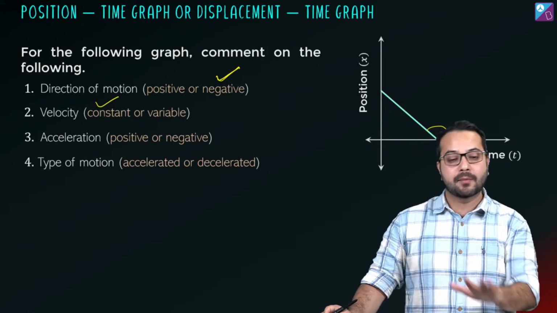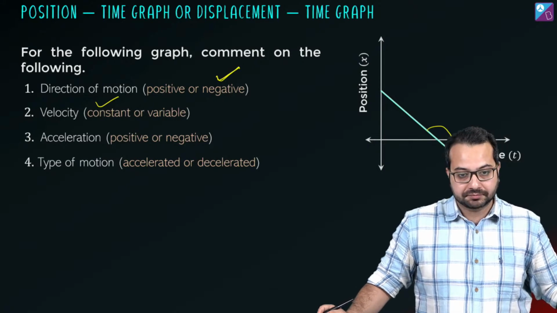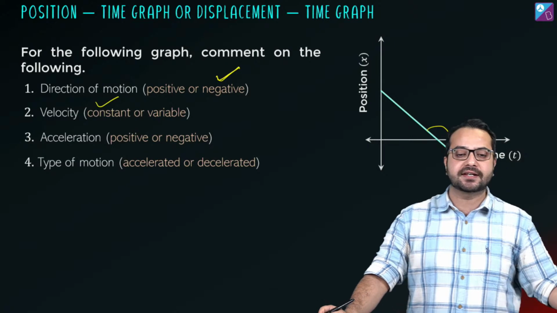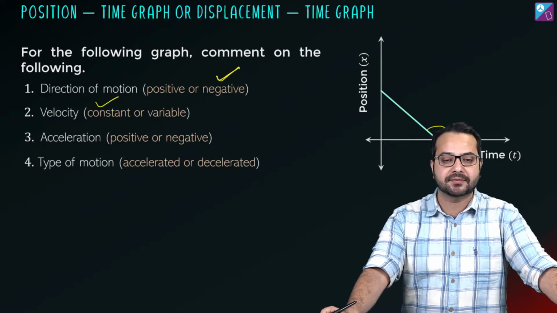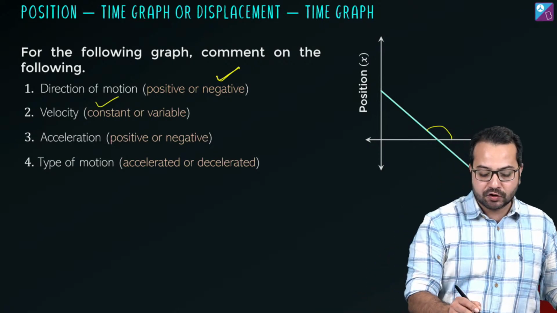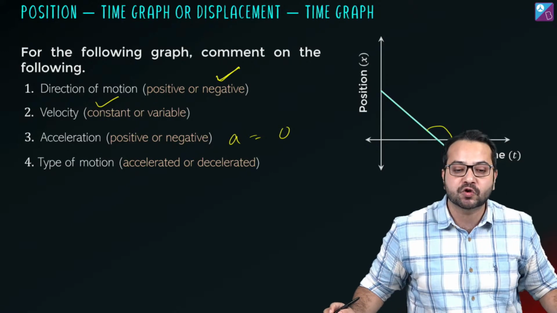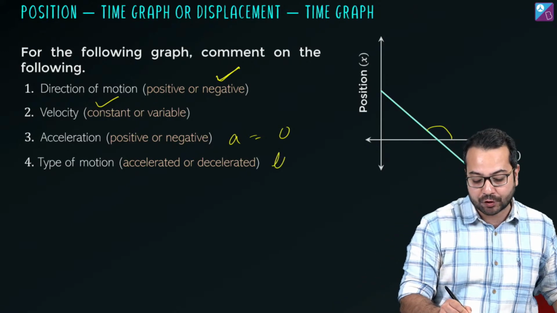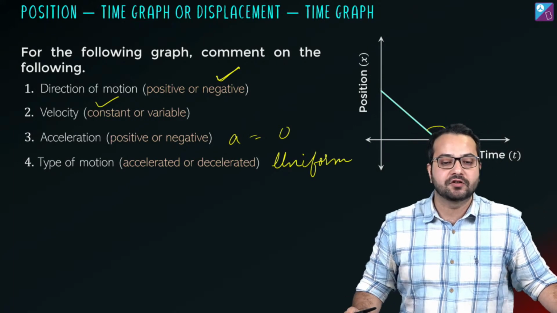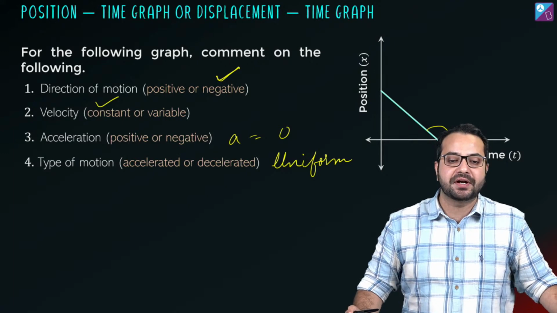Okay, now tell me about the acceleration. No acceleration again. Chalo guys, quickly tell me about the acceleration. Swastika, you are absolutely right. Graph is linear, meaning velocity is constant. So if velocity is constant, the acceleration is going to be 0. And what will be the type of motion? The type of motion again is going to be uniform. Right? Chalo, excellent.